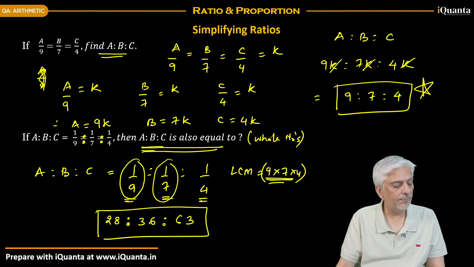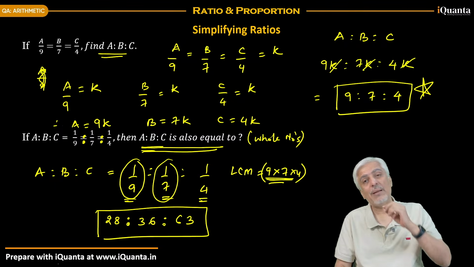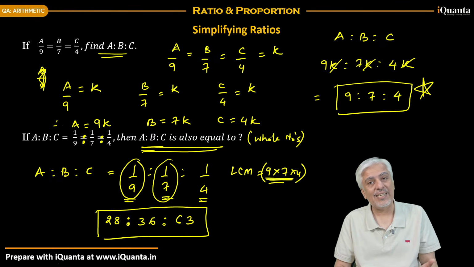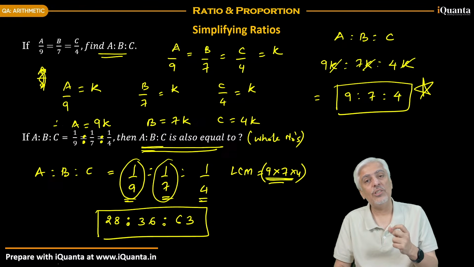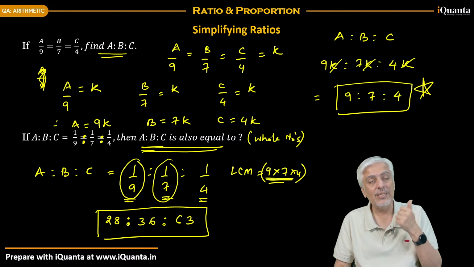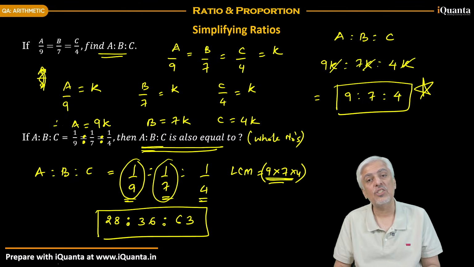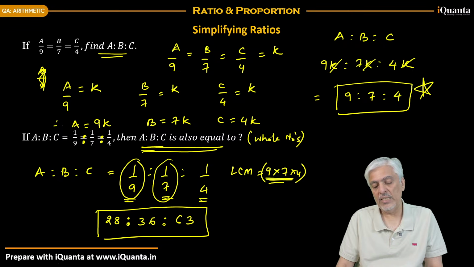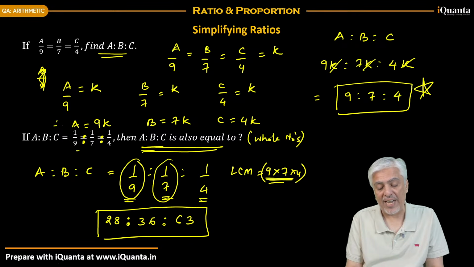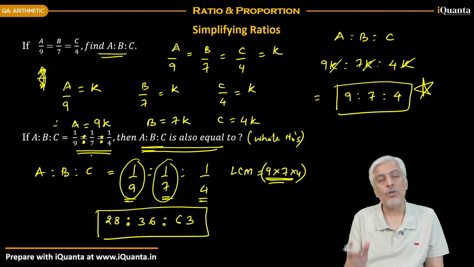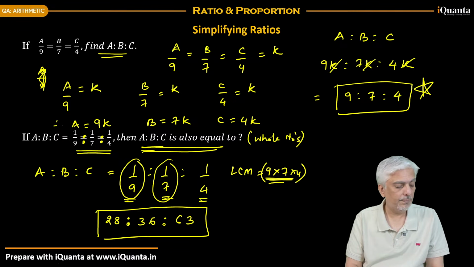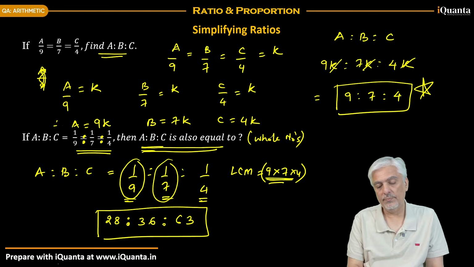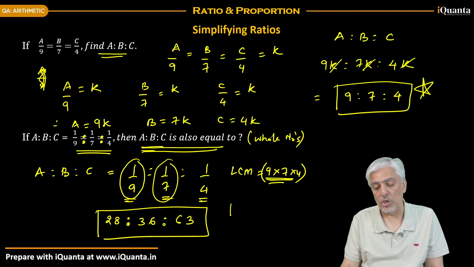Everybody clear? So no need to multiply by 252. Obviously it is correct, but you don't need to do the calculations because the lesser the calculations you do, the lesser the chances of mistake and the faster is your speed. So everybody clear, if there's a fractional ratio, how to make it into a whole number ratio? Because this helps you a lot.